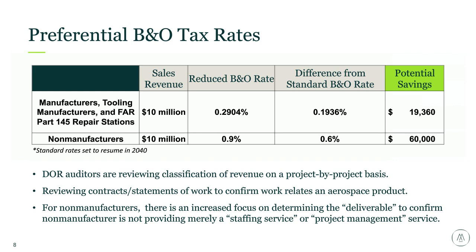Just some practical considerations and what we're seeing in Department of Revenue exams is that it's becoming very important to keep good books and records, specifically documentation, whether it's contracts, statements of work, or purchase orders, that make clear the types of projects that aerospace companies are working on. Department of Revenue auditors are taking a project-by-project approach to reviewing these incentives, and so they'll want to go through at least your top dollar contracts, your projects, to make sure that they are in fact commercial aerospace projects.